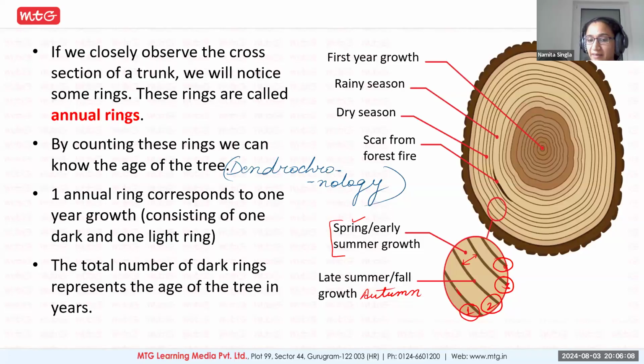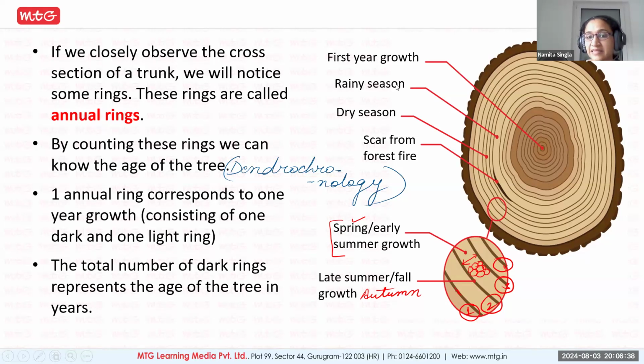And these lines are darker in color. The period of more growth is lighter in color. Why? Because growth occurs quickly over here, so there is a gap between the cells. Ultimately, plants are made up of cells. So there is so much gap between the cells during this period. Here, during this period, cells are very closely attached together. So here it is lighter color. Here it is dark color. These light and dark colored rings are very prominent. And by counting them, we can get to know about the age of a tree.